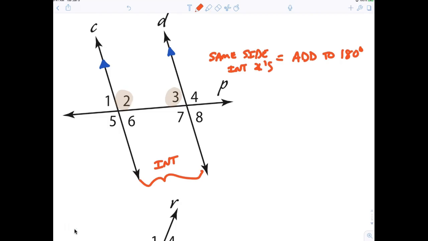All right. The other same side interior, what's the other same side interior? Somebody tell me. 6 and 7. Thank you very much. All right. That's the information that you have to know for this lesson. And again, I know it's a review because we did it last year.